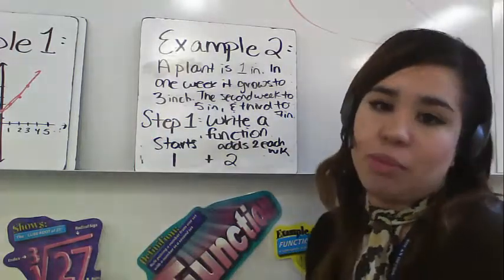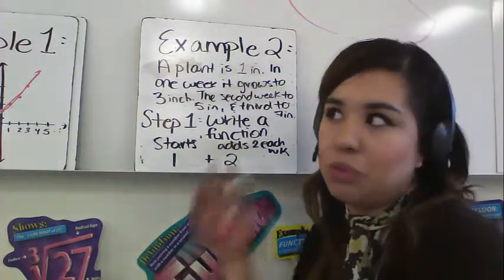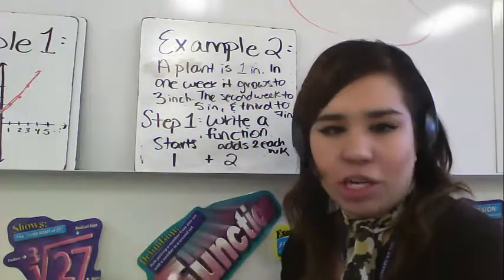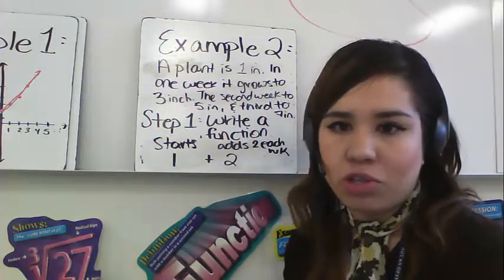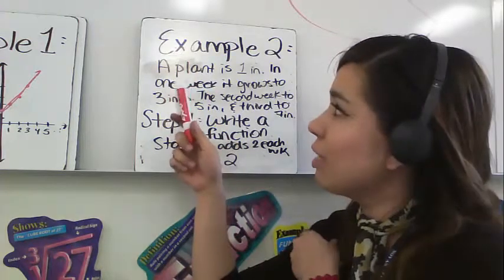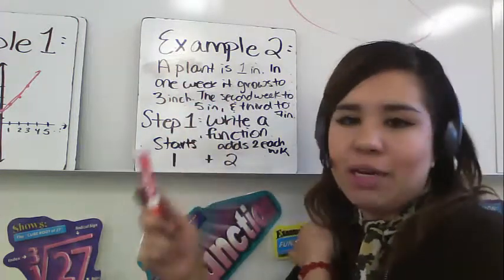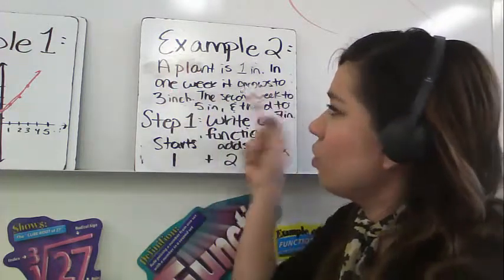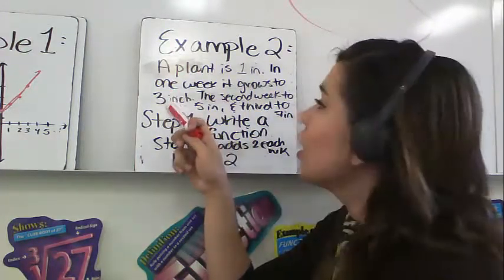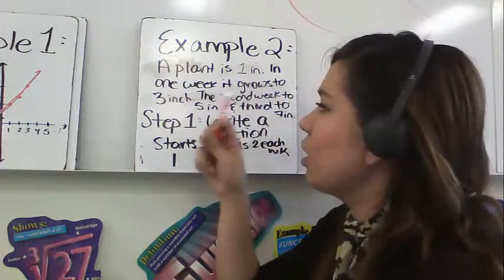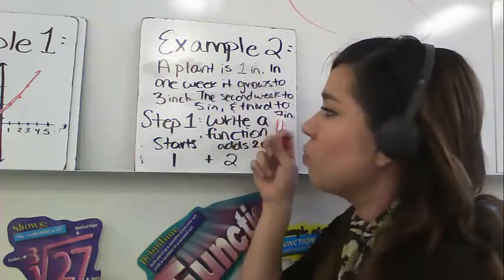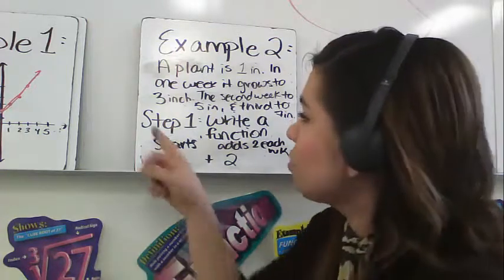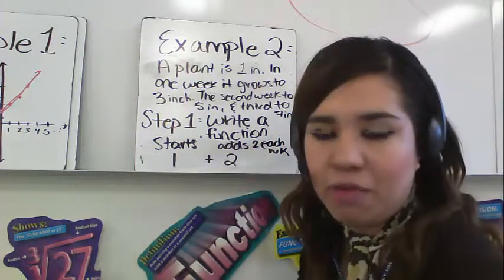Here's a word problem. More likely, this is what you're going to see on the STAR test. It says we have a plant, and I changed this a little bit from your notes, so make sure that you make that change. I made it start at 1. So a plant is already 1 inch tall, and in 1 week it grows to 3 inches. In 2 weeks, in the second week it goes to 5, and the third week it went all the way up to 7 inches. Okay, so my first step is they want me to write a function.